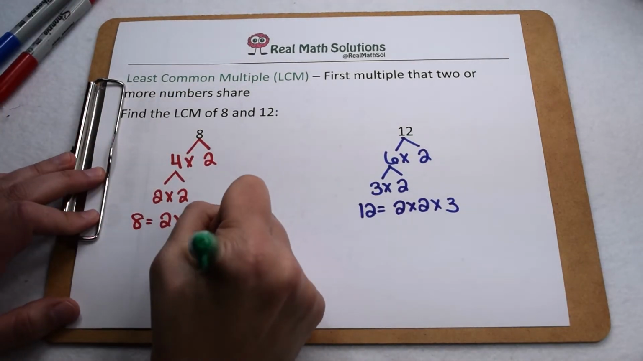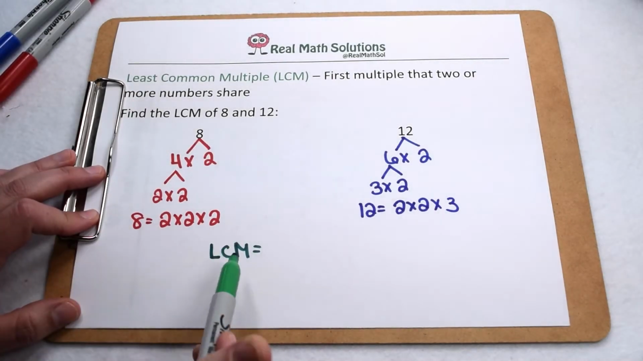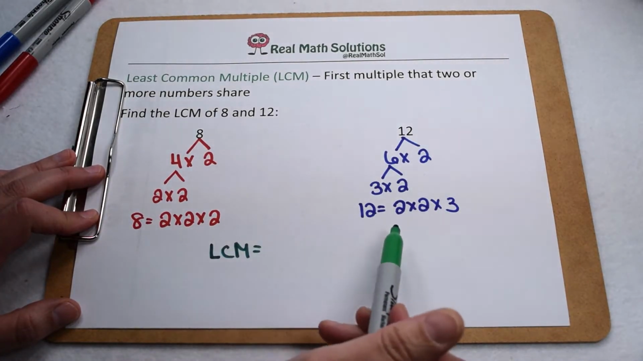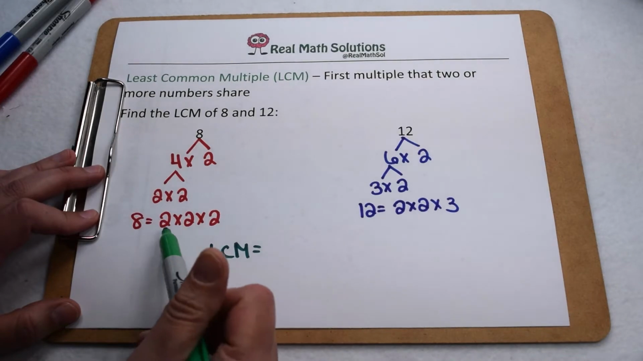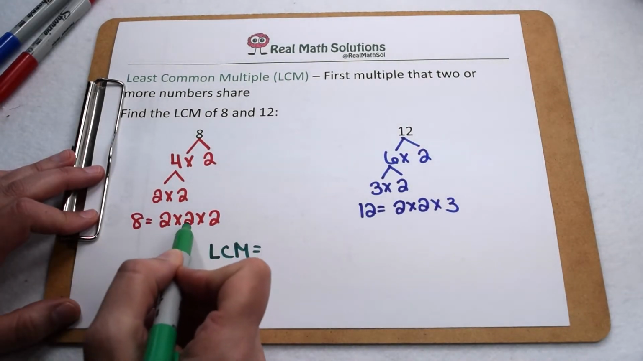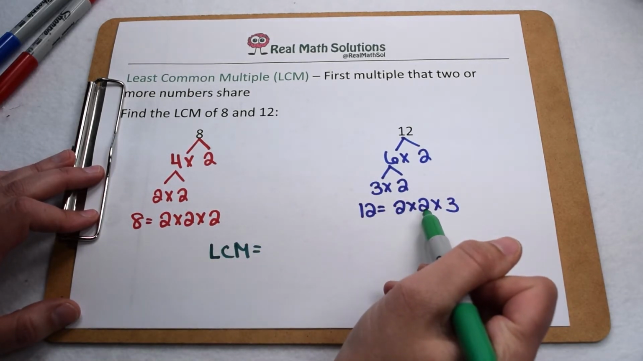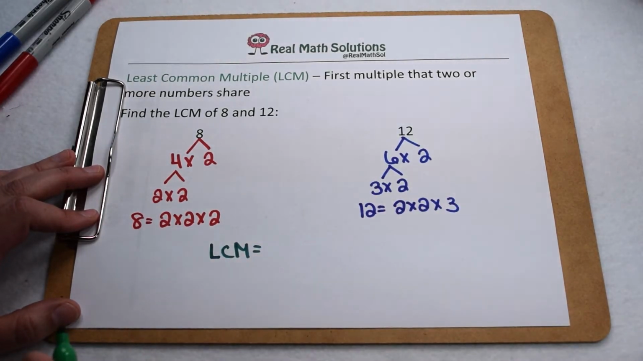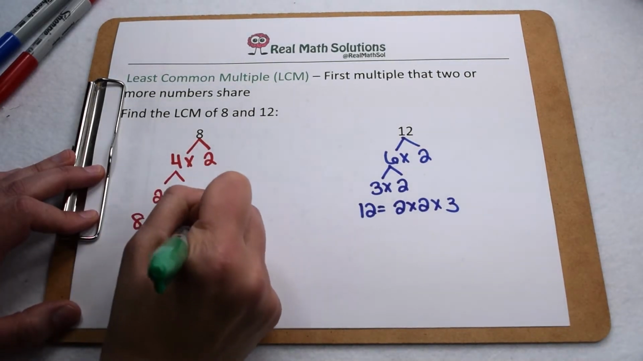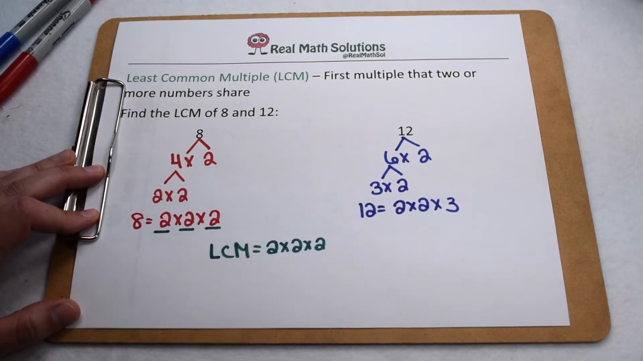Now we're going to use their common prime factors to find their least common multiple. To find the least common multiple using prime factorization, we want to use the most of each prime factor. So here in 8, we have three 2's, and over here in 12, we have two 2's. So we want to use which one had the most 2's. 8 has three 2's, so we're going to use all three 2's from the 8.